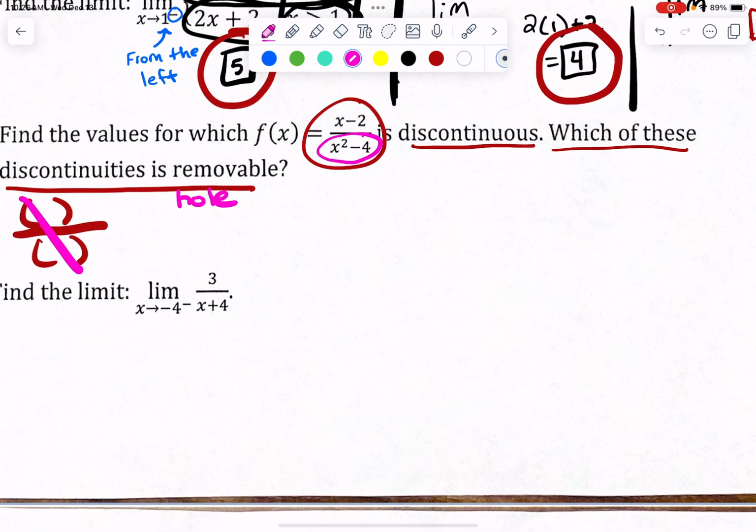So number 7 says, where is it discontinuous? I'm going to look for the bottom, and I'm going to set x squared minus 4 equal to 0, or not equal to 0. It doesn't really matter. If I add the 4 over, I get x squared equals 4, and I take the square root. So x equals 2. Actually, I'm going to back up.